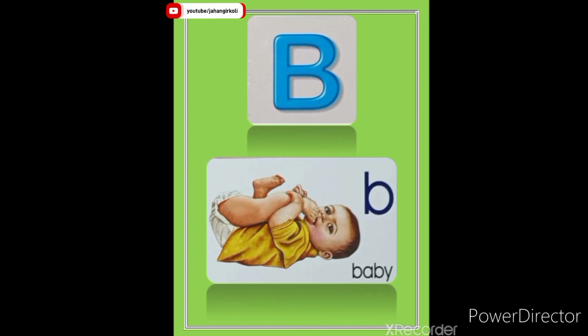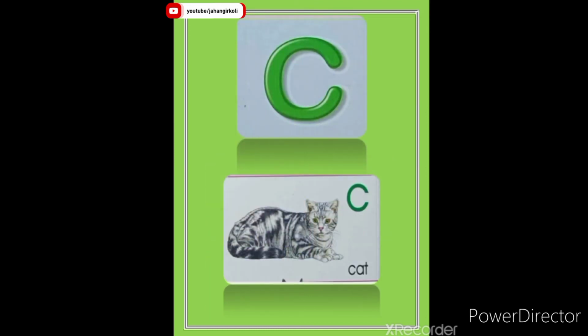B is for baby. B-A-B-Y, baby. B is for baby. C is for cat. C-A-T, cat. C is for cat.